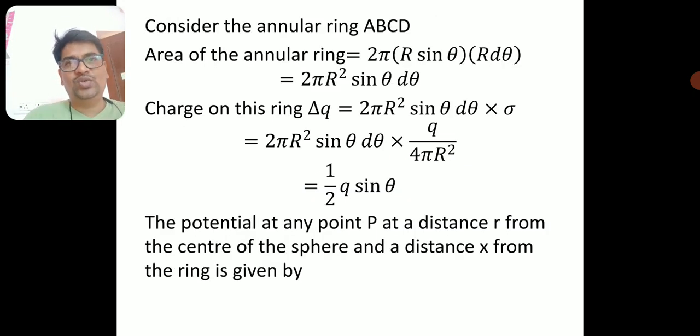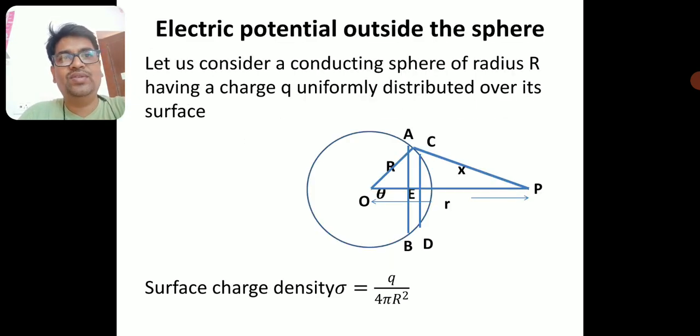Alright. So 2 pi into the radius of the annular ring, which is R sine theta, into the thickness. What is the thickness of that? The thickness of the annular ring is an arc of a circle, which is radius into the angle subtended. So that small arc can subtend an angle of d theta. So it is capital R, which is the radius of the sphere, into this small angle d theta. So R d theta gives us the thickness of the annular ring, right?